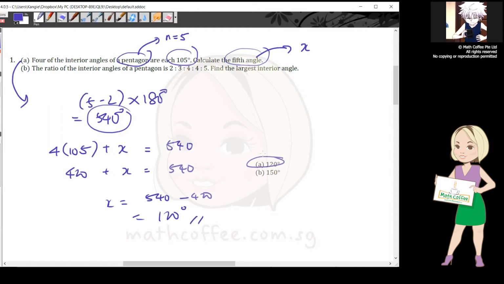In the worksheet that you see, the answer is at the corner. So after you do every part of the question, you can always check. So it's 120.